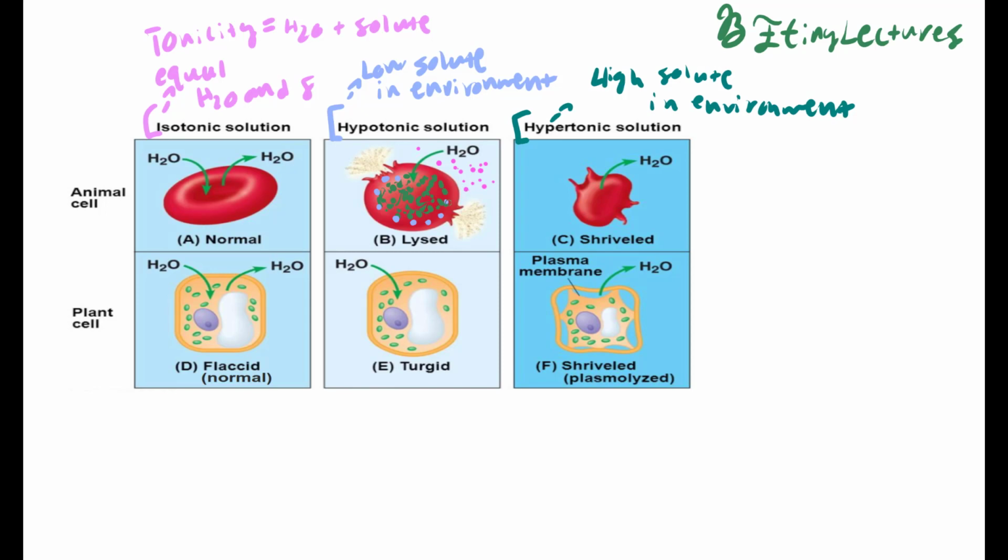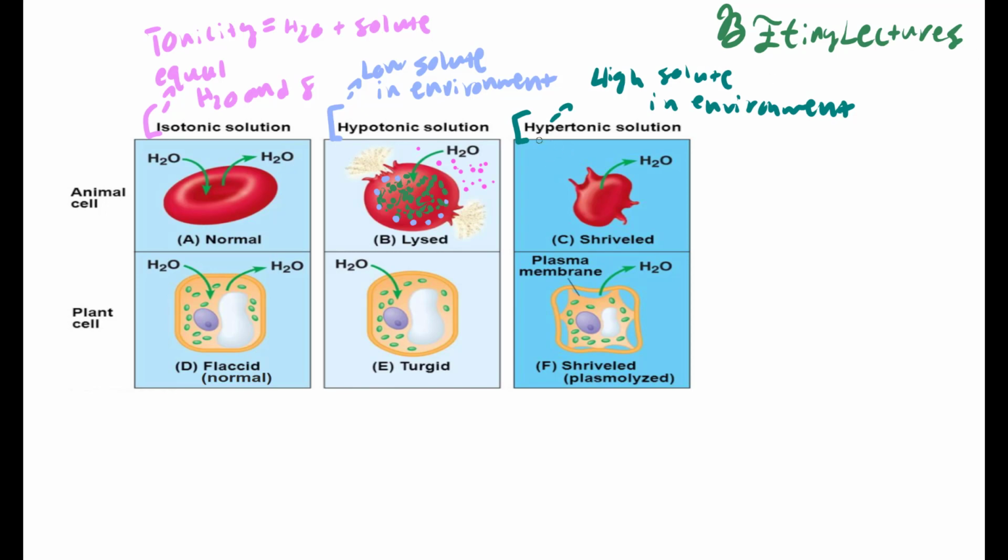Now, inside of the cell, there is a lot of solute. Because there is a lot of solute inside the cell, there is a little bit of water because the solute takes up a lot of the space in the cell. Because there is more water outside of the cell and a little bit of water inside the cell, the water from the outside of the cell wants to go into the cell, and this causes cell lysis. So it makes the cell explode.